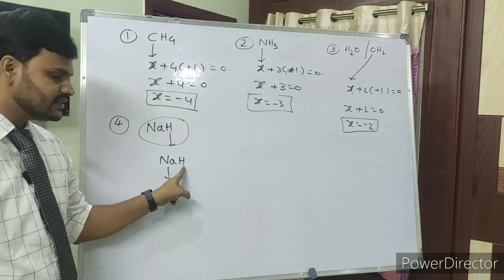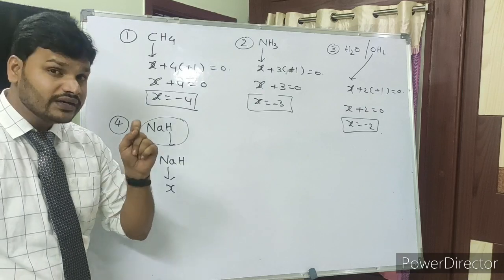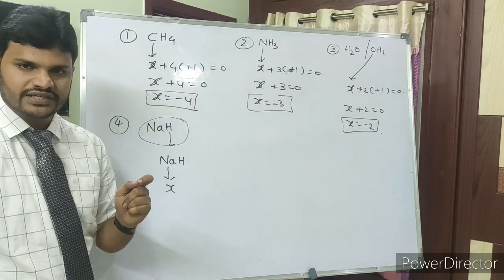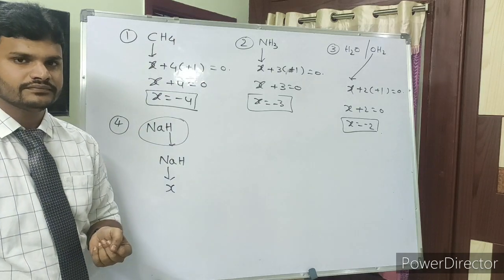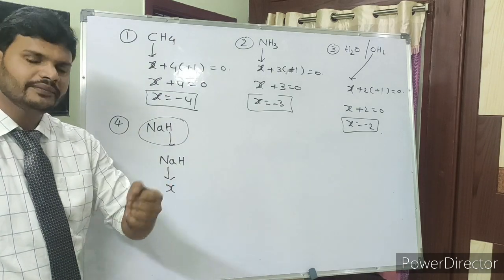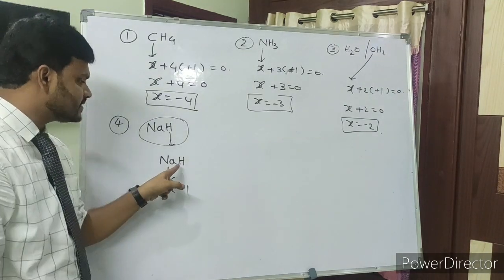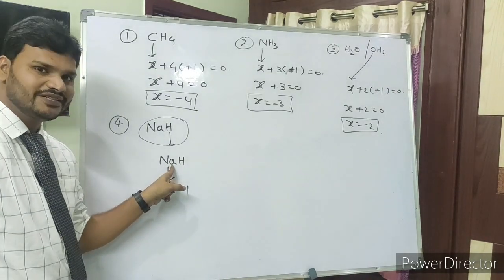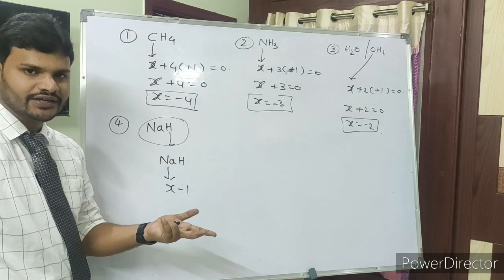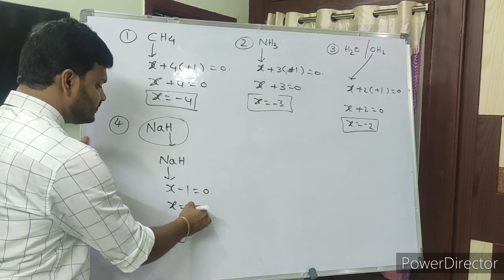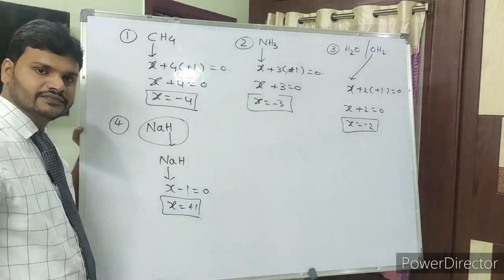So here how many hydrogens? Only one hydrogen. So what is the value of hydrogen? Everybody knows valency is 1. But my question is, -1 or +1? Tell me. Correct, -1. Why? Because hydrogen is with sodium. Sodium is nothing but a metal. So with metal, negative charge. Fixed point. Then x minus 1 equal to 0, x equal to +1. Clear?